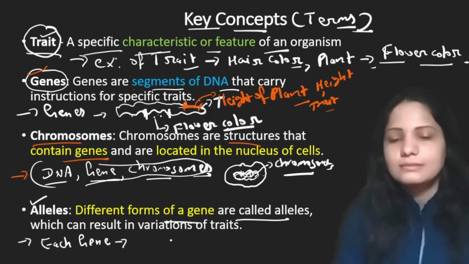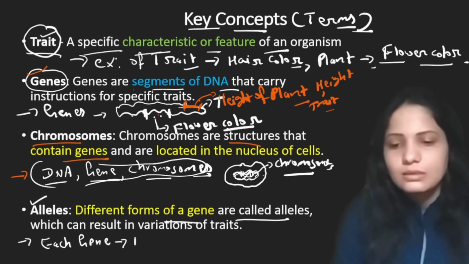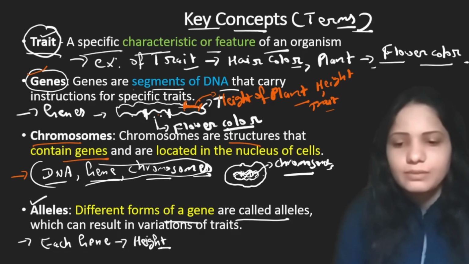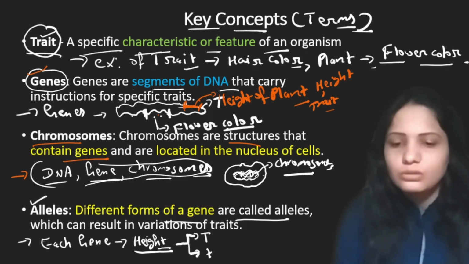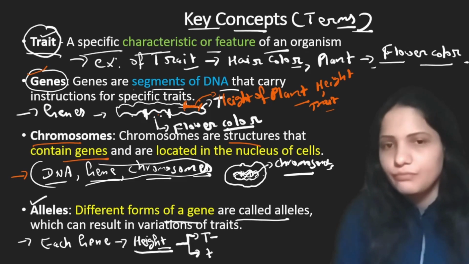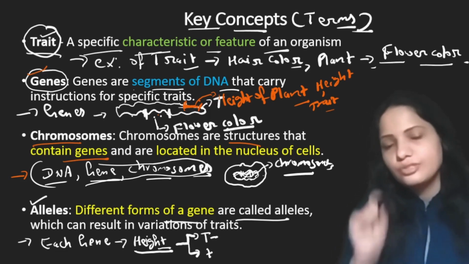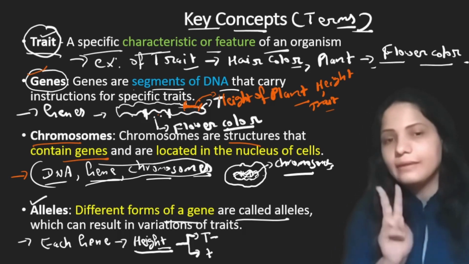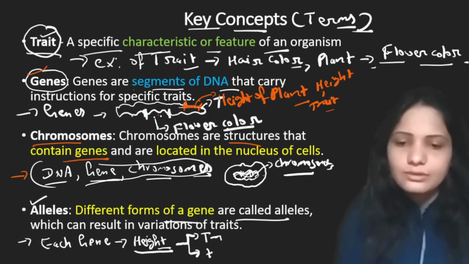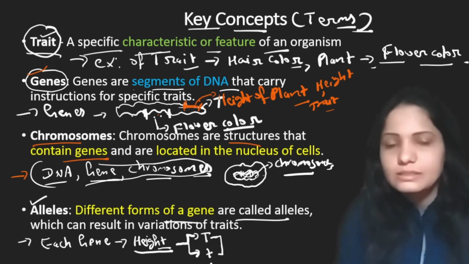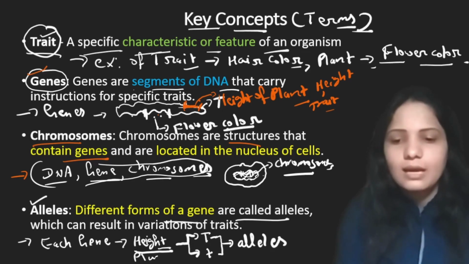Consider the gene for height. In case of a plant, let's say this is the gene of plant height. This gene will have two different forms, capital T and small t. You just have to remember that each gene has two different forms, and those two different forms are known as alleles. These two forms, capital T and small t, are the alleles. Here we have the plant height gene.